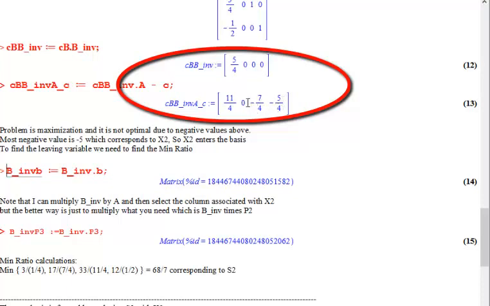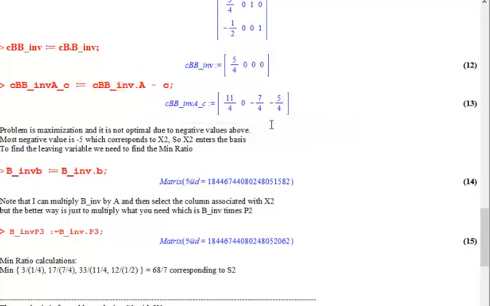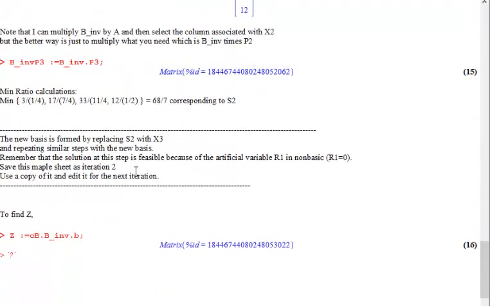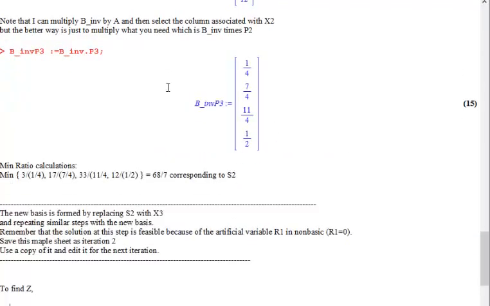I'm selecting the minus 7/4, which is the most negative number, and this is associated with x3. This is x1, x2, and x3. So it is associated with x3. So x3 is my entering variable. I will be calculating the right hand side, and I will be calculating the column for x3, which is B inverse P3, and these are the values.